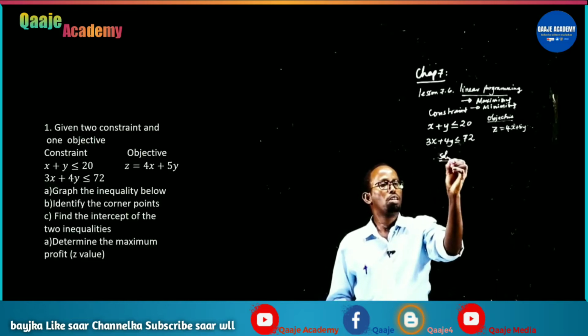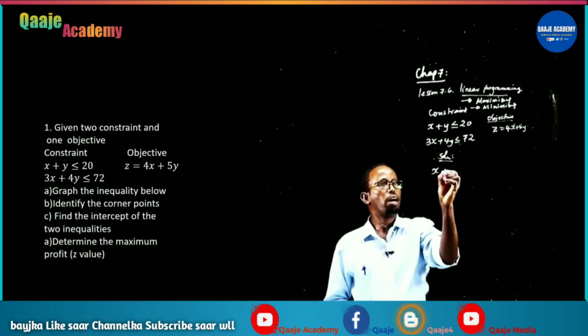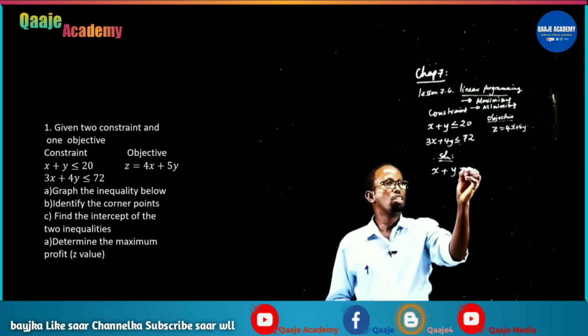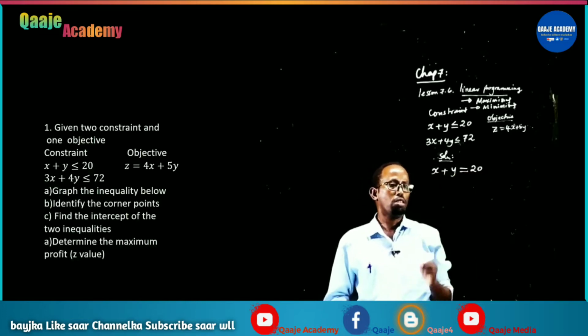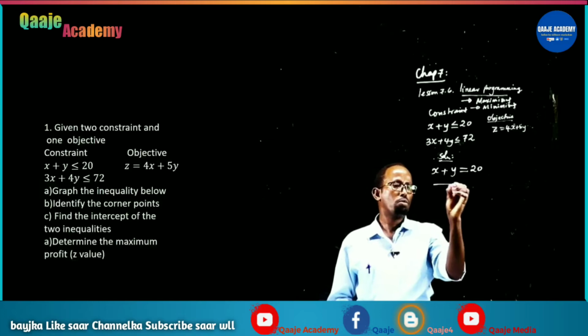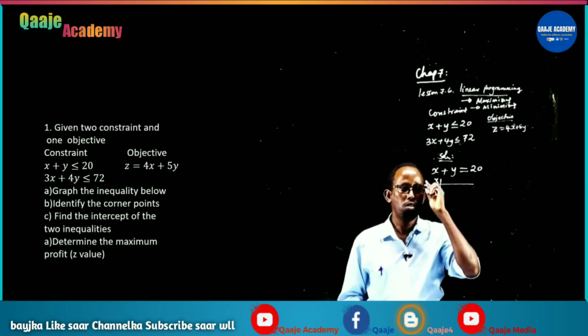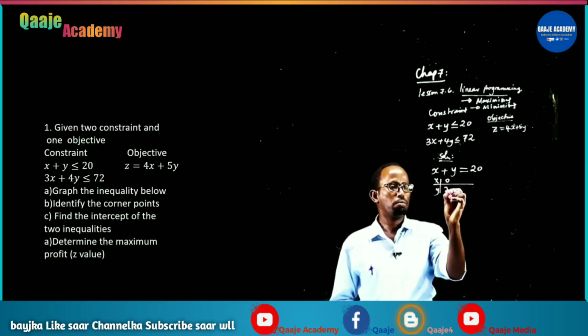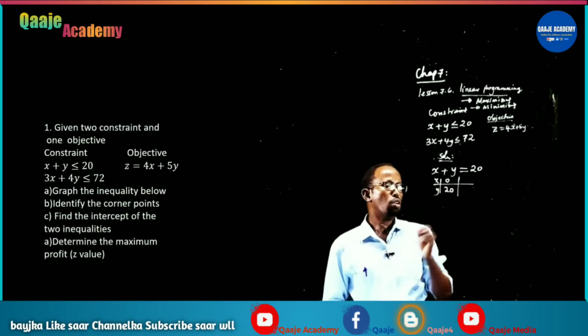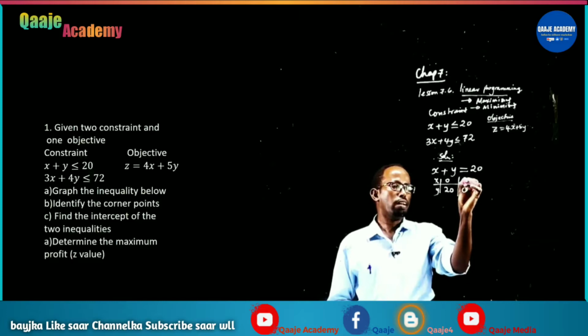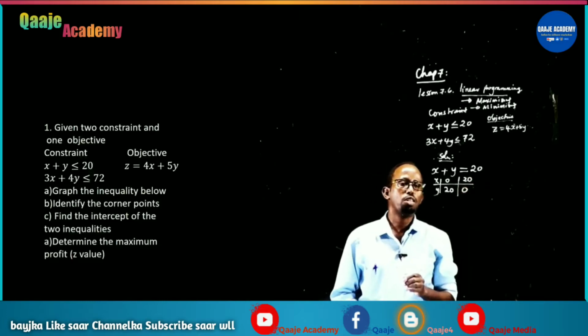Solution. x plus y will be equal to 20. So when x is 0, what is the value of y? When x is 0, y is 20. And when y is 0, x is 20. So that is the first one.